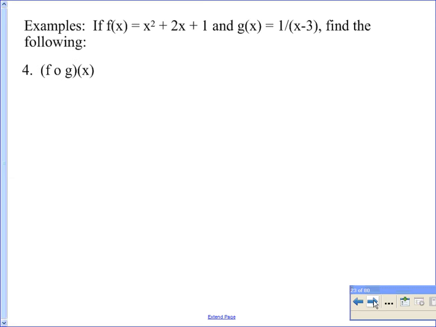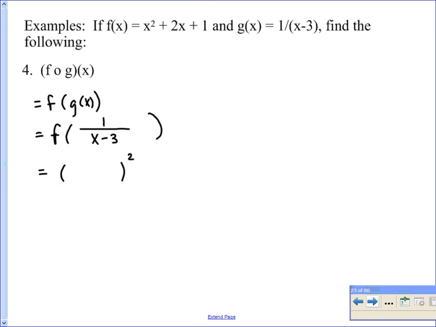Now we're going to take a look at f of g of x. So if I have f of g of x, I have f. G of x is going to be my inside function. And so I have f, and then I put in my g of x. So that's going to be 1 over x minus 3. Okay. And now that I have that, I am looking for f of 1 over x minus 3. So I go to my f and put, I'm just going to use parentheses everywhere I have an x.